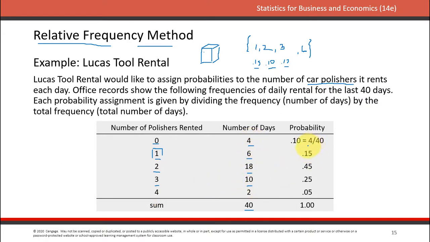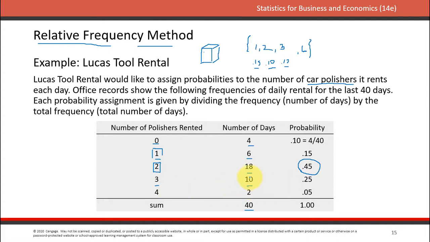And then to get the probability, for example, that they might rent out 2 on a day, they'll take the 18, because there were 18 days out of the 40. So they'll take 18 divided by 40, and that gives you this number. So we can think about this as being the probability that they might rent out 2. And we can think about this one.